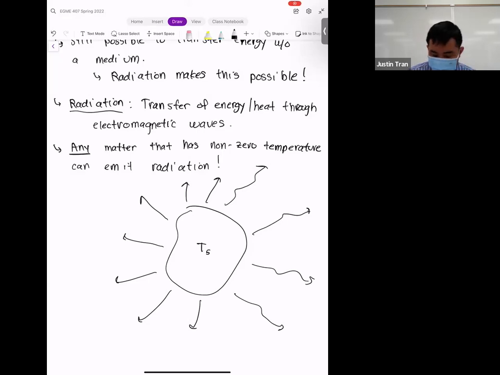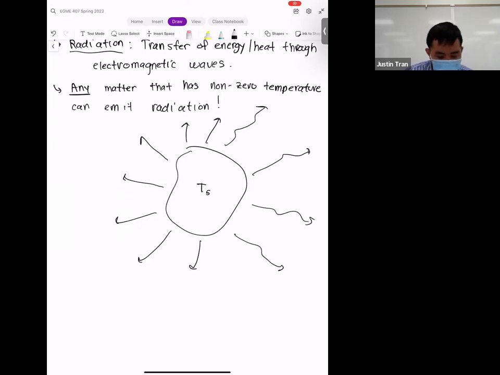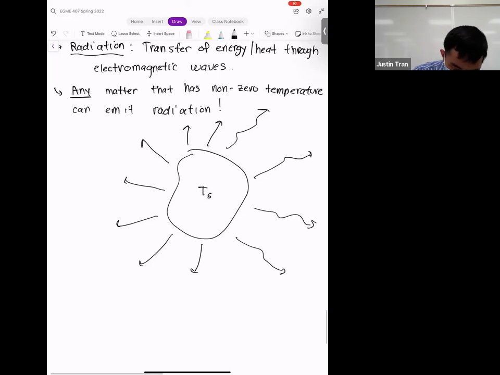That's right. Okay. And so how do we quantify this? And so the way that we can quantify it is through computing the emissive power. Okay.